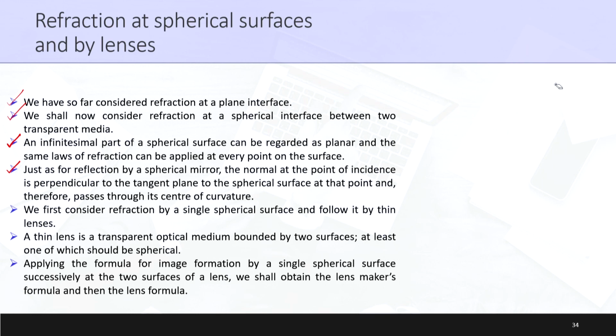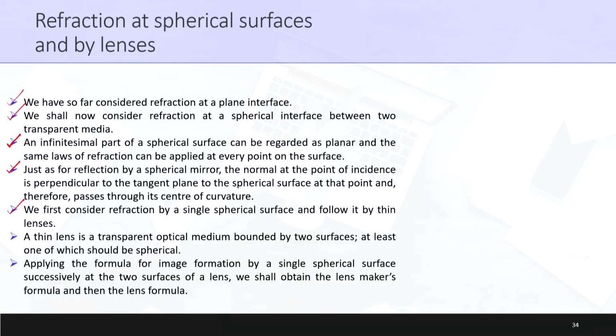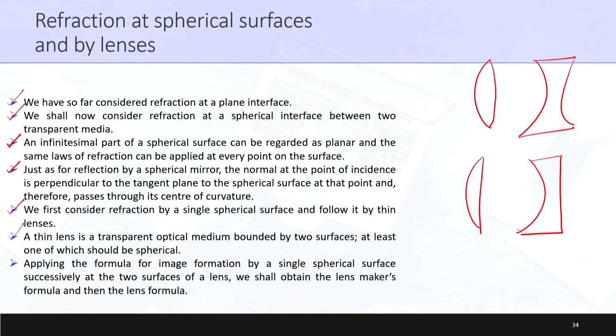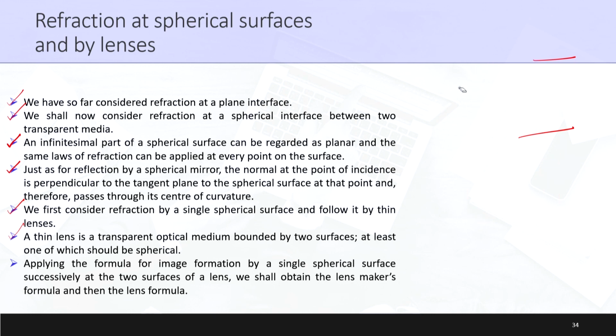Next, we first consider refraction by a single spherical surface, followed by thin lenses. So, first of all we will consider spherical surfaces, and then we will move on with the lens concepts. So, what is a thin lens? A thin lens is basically a transparent optical medium bounded by two surfaces, at least one of which should be spherical. Quite evident. So, it can be in this form, or this form, or this form. This is basically a plane surface on this side of the lens.